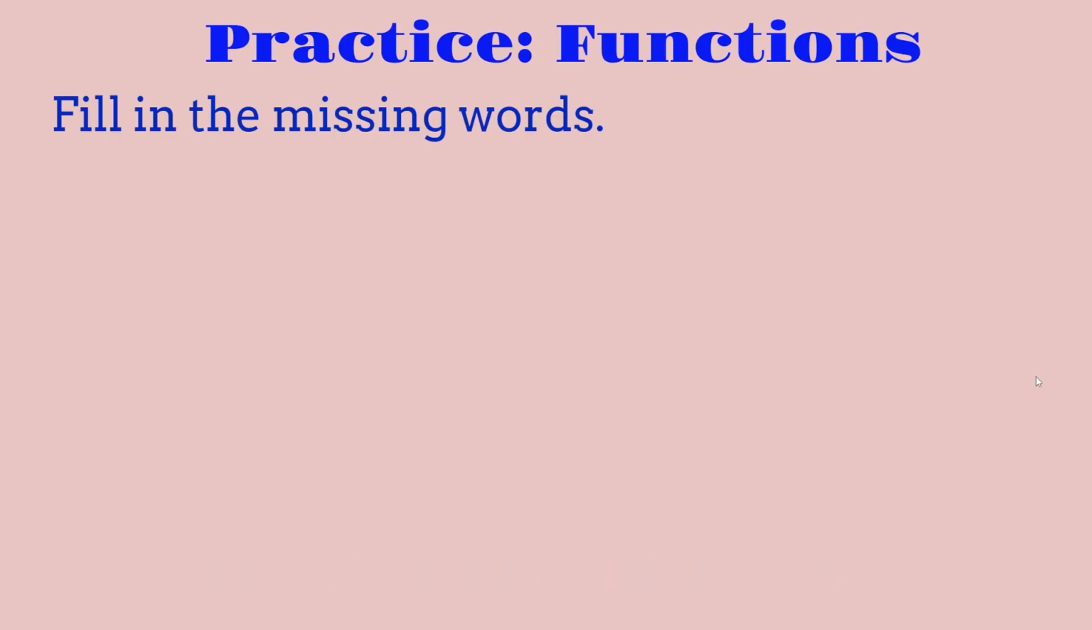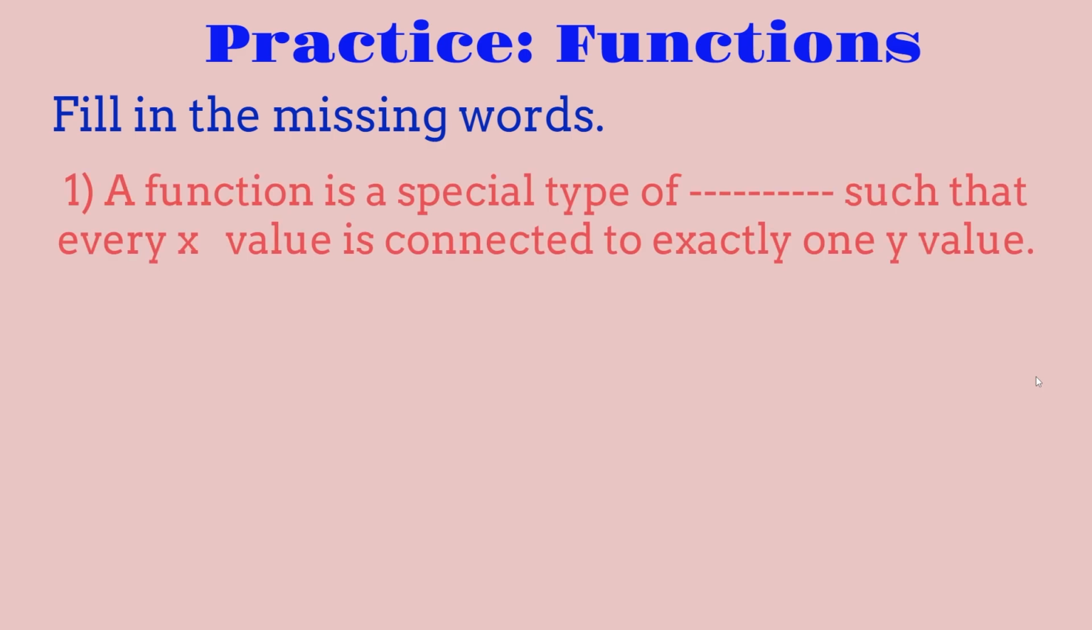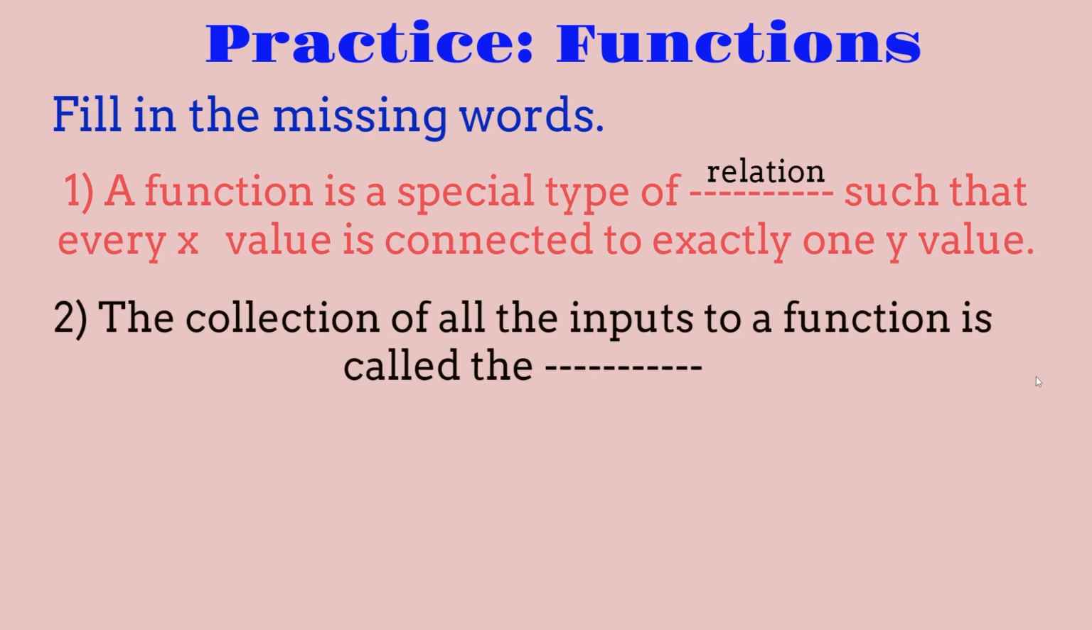So starting off, we're going to do some practice on functions. So fill in the missing words. For question number 1, a function is a really special type of blank such that every x value is connected to only one y value. And the answer for this is a relation. So a function is a special type of relation where every single x value is connected to only one y value.